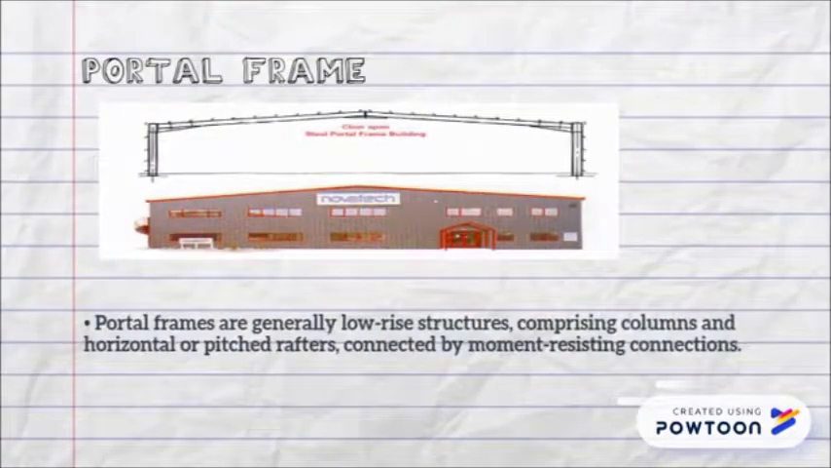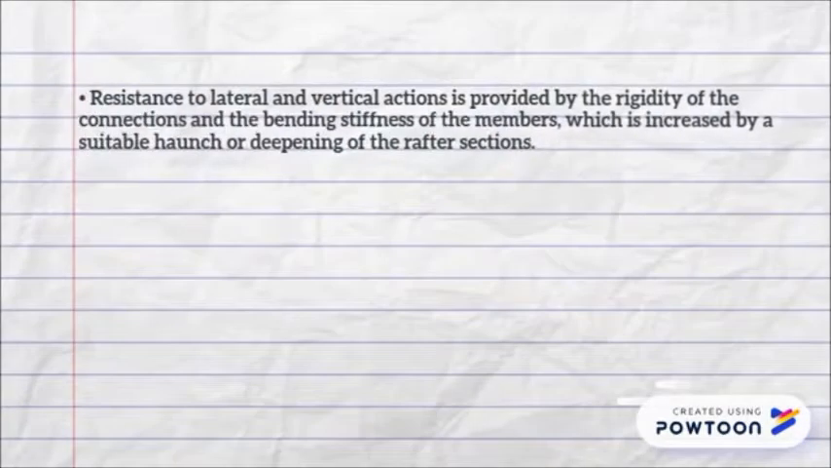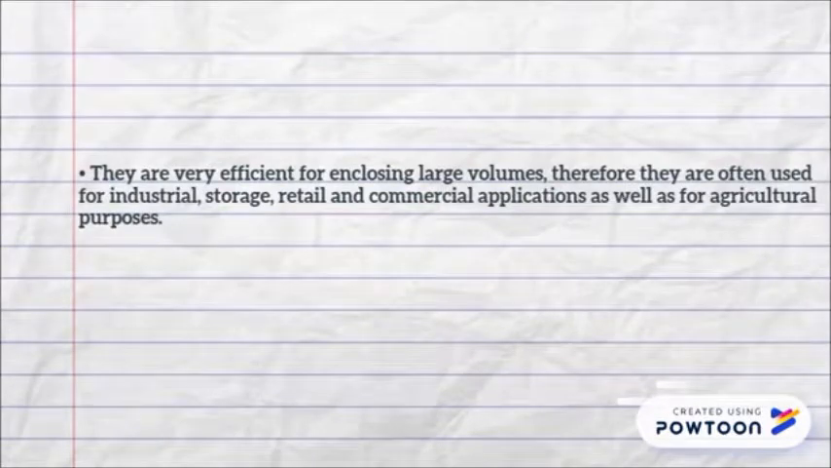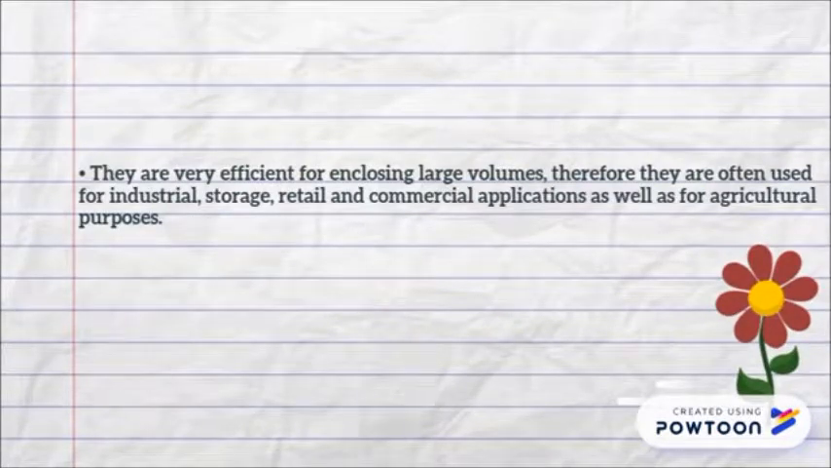Portal frame. Portal frames are generally low-rise structures comprising column and horizontal or pitch rafters, connected by moment-resisting connection. Resistance to lateral and vertical action is provided by the rigidity of the connection and the bending stiffness of the members, which is increased by a suitable haunch or deepening of the rafter sections. They are very efficient for enclosing large volumes, therefore they are often used for industrial, storage, retail and commercial applications as well as for agricultural purposes.